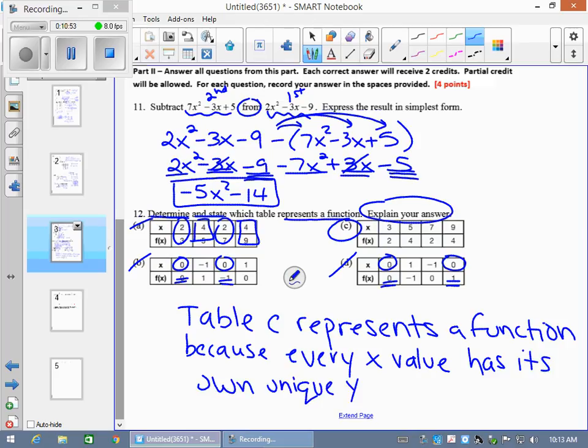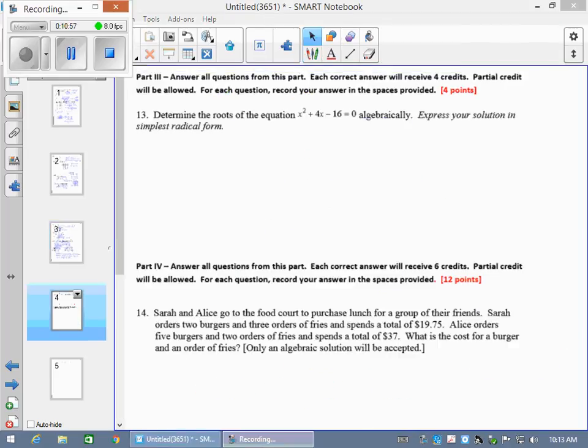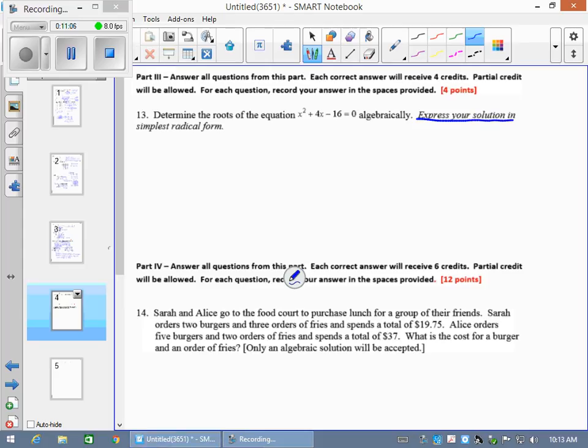Okay, question 13, we have to determine the roots of the equation algebraically. So really what you're asked to do is to solve. It says to express your solution in simplest radical form, so that should be a hint to you that this equation is not factorable. You could have either chosen to complete the square or to use the quadratic formula. So I'm going to use the quadratic formula here. My a value, which is the coefficient of x squared, is 1. My b value is a 4, and my c value is a negative 16.